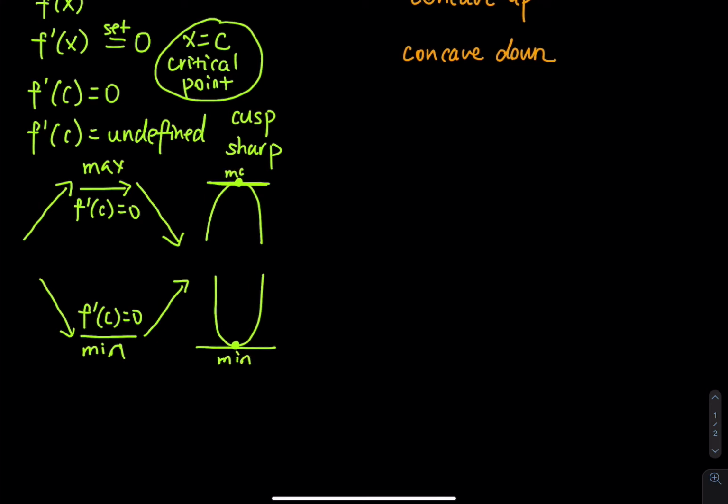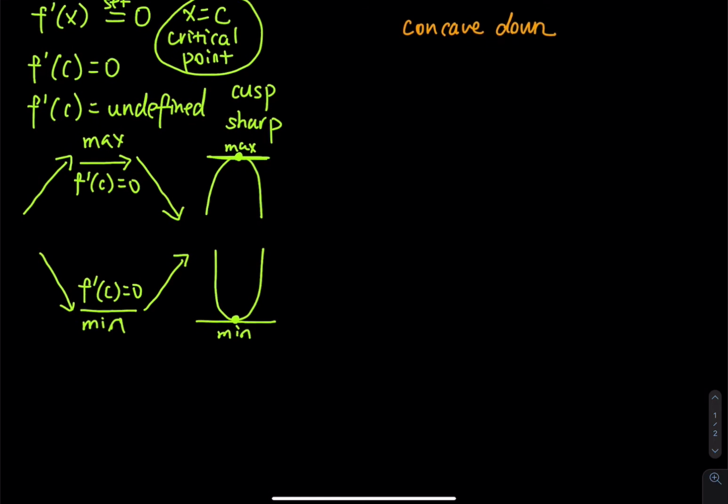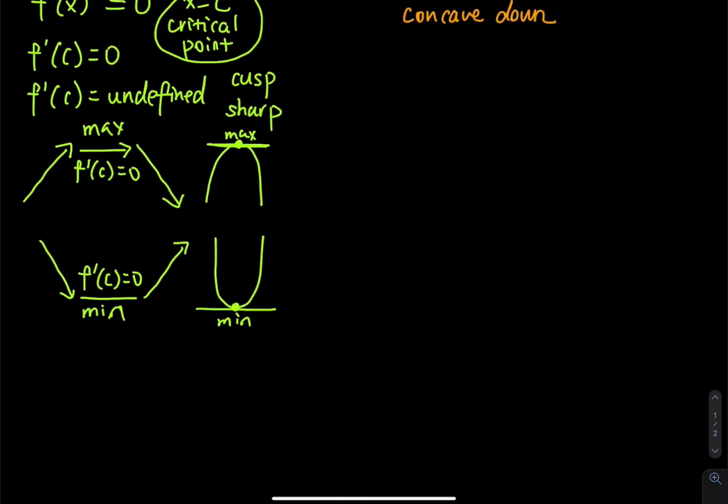So maximum, minimum. What about when f prime of c is undefined, the cusp and sharp point? For a maximum, this can be a sharp point. At this point, we have a maximum. Or we have a curve that looks like this. This is a cusp. The first point is a sharp point, the second point is a cusp.